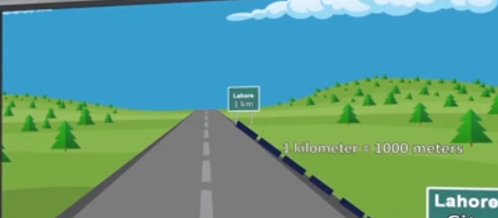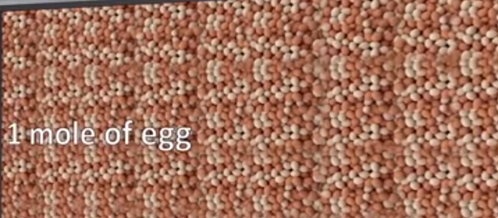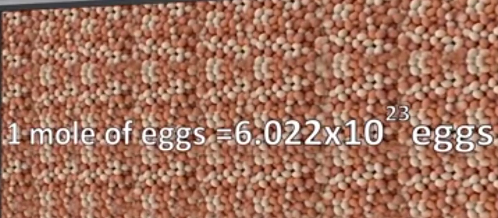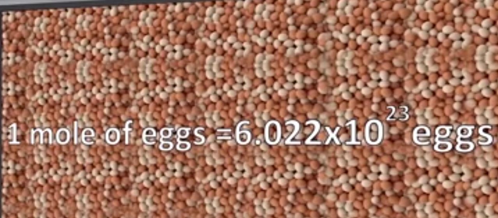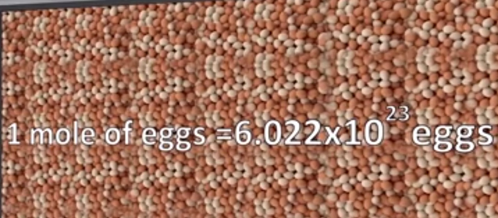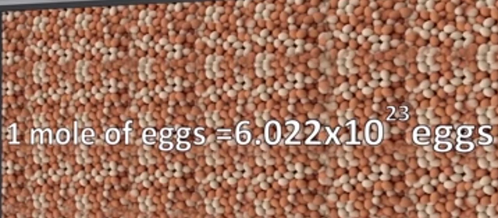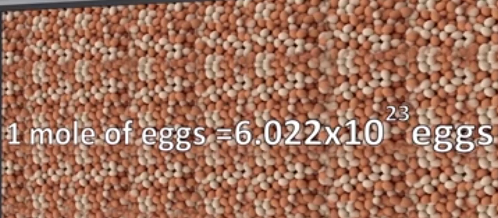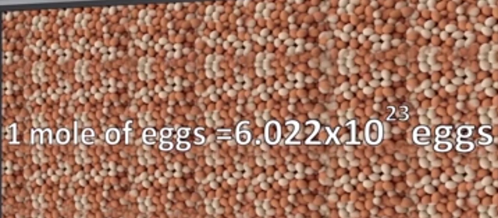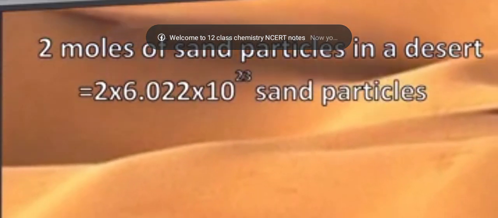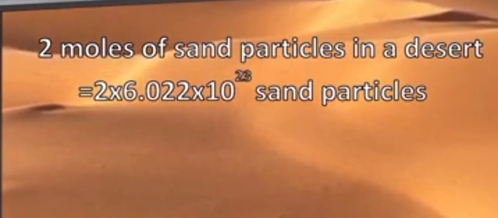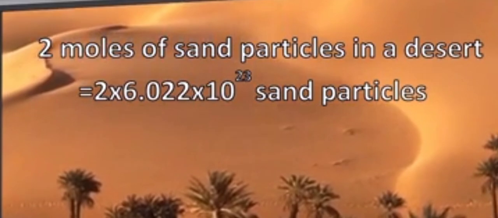Now this is a simple thing. Let's say I have 1 mole of eggs. It means I have a total number of eggs, just like a dozen represents 12. In this way, the number used to represent moles is 6.022 x 10^23. This number is called the Avogadro number. So 1 mole of X means the Avogadro number of X. If I say there are 2 moles of sand particles in the desert, it means 2 times the Avogadro number of sand particles in the desert.